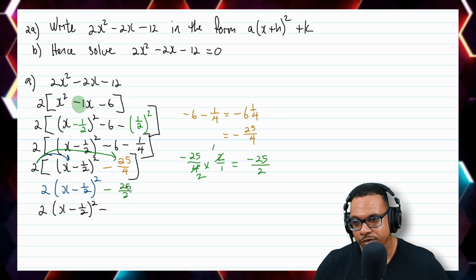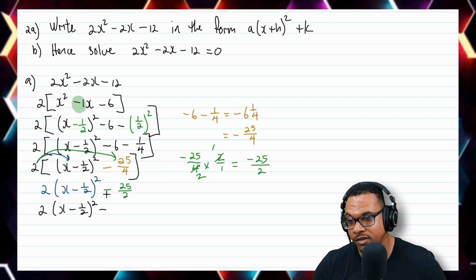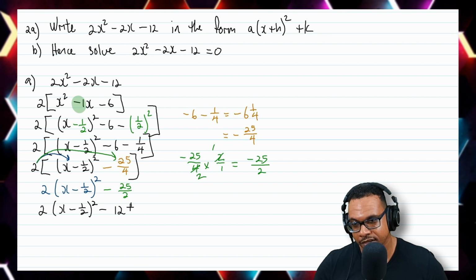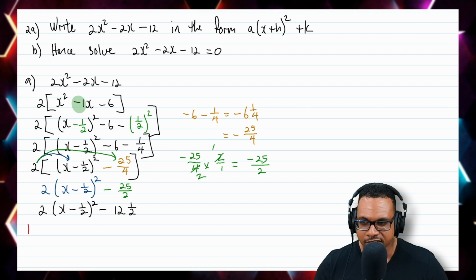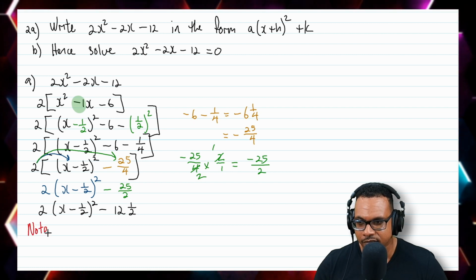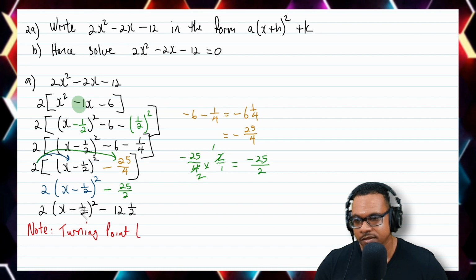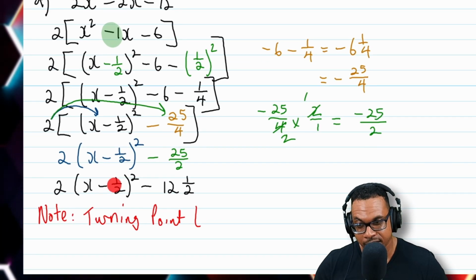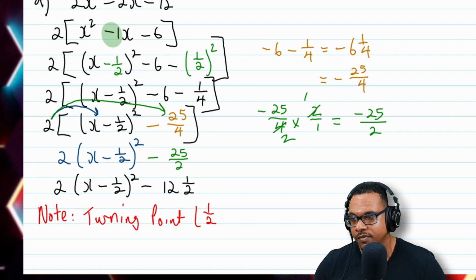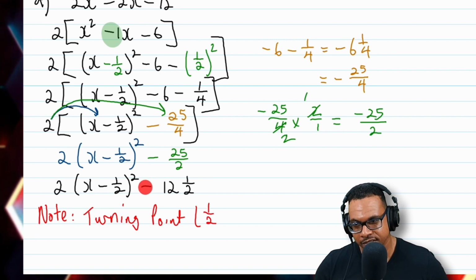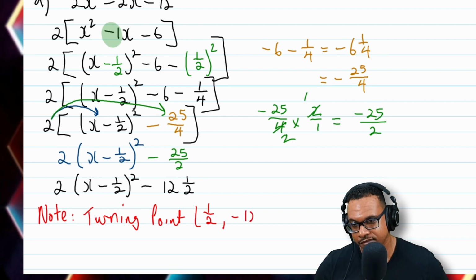And of course, 2 could go into 25 12 times because 2 by 12 is 24. So we're going to get a remainder 1. So that'll be 12 remainder 1 over 2. So 12.5. So I'd just like to note that our turning point would be, change the sign on this -1/2 and get +1/2. And that'll be the x component of the turning point. And of course, the y component will be -12.5.